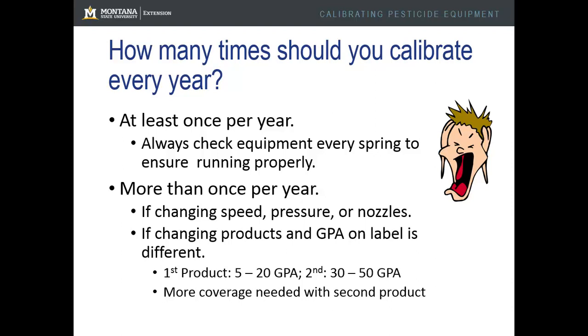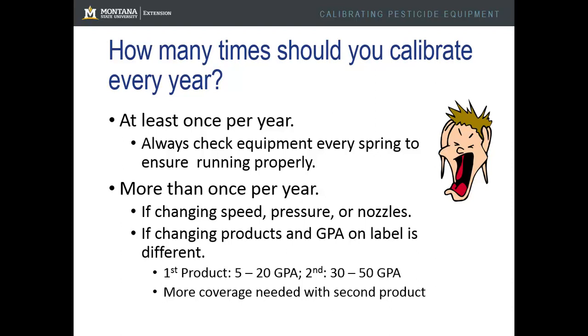Applicators often ask how many times they should calibrate their sprayer. The answer is, at minimum, once per year in the spring after winter storage. Winter storage can result in corrosion in the lines, screen and nozzle plugging, and damage to tanks. Just because your equipment is working fine in the fall does not mean it will be working fine the following spring. You should take a little time to ensure the equipment is not damaged, nozzles and screens are working properly, and the equipment is delivering the proper output.